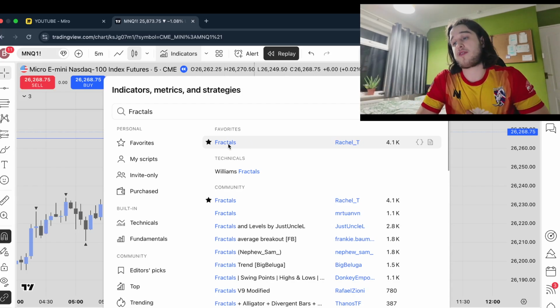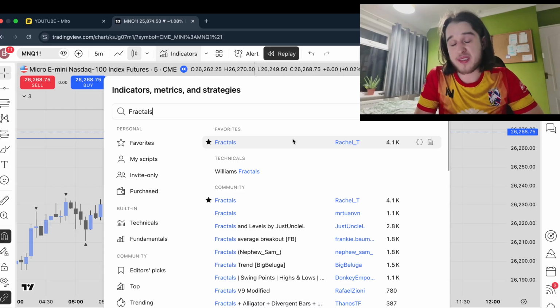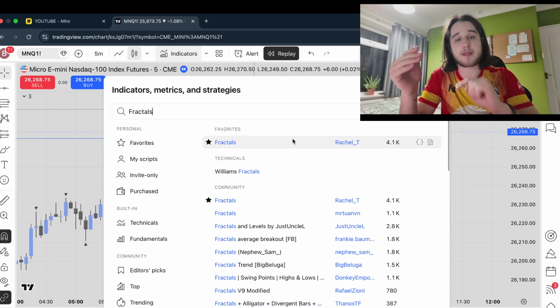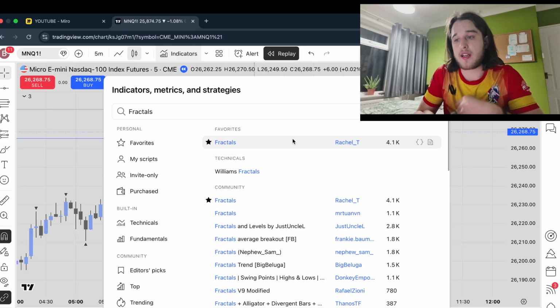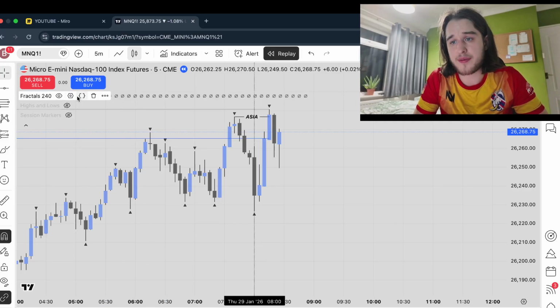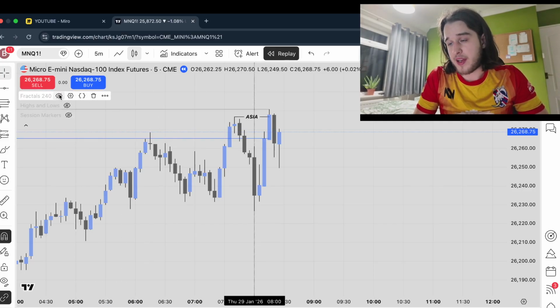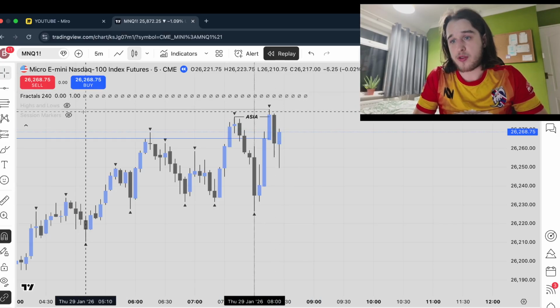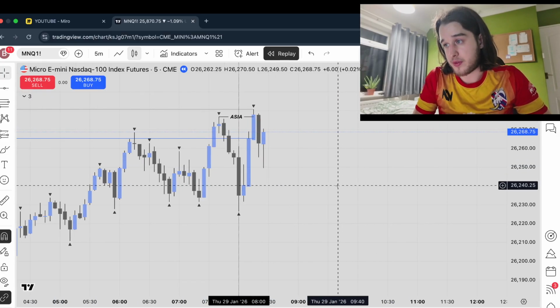Yeah, so searching fractals by Rachel T on the mobile, it's easy to find as well. You just click that three lines button, indicators, search it in, make sure it's hearted, and chuck it on the chart. So once it's on the chart, this is what it should look like. You'll have these little triangles pop up, and these are our fractals.